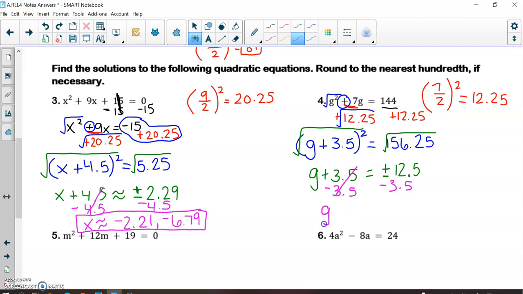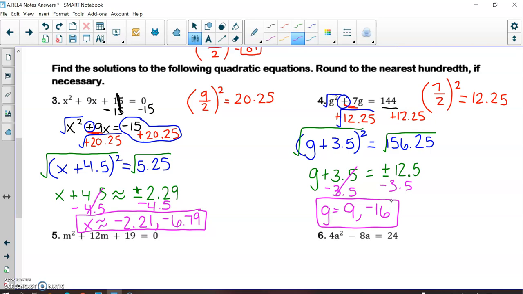And when I do that, I get g is equal to, and a positive 12.5 minus a 3.5 is a 9. And a negative 12.5 minus a 3.5 is a negative 16. Now I do want to mention, when you get these whole numbers, when we didn't have to round anything, we could have actually used factoring, the box method or the x method. In this case, it would be the box method to solve this quadratic equation.